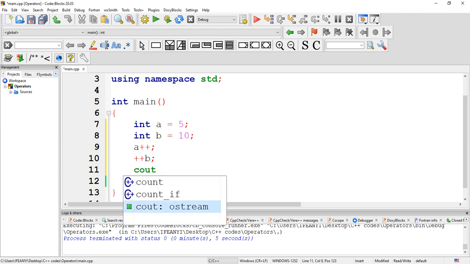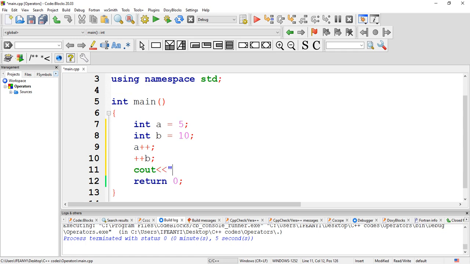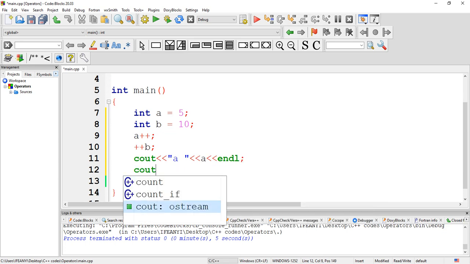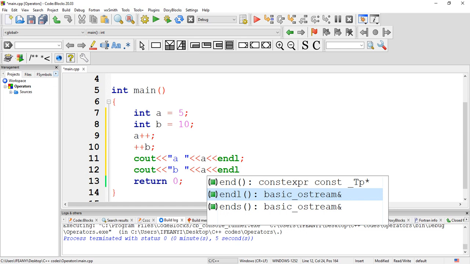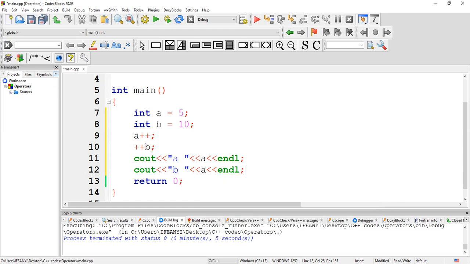cout a is equals to a, and endl. cout b, and also add another space. So let's look at this.